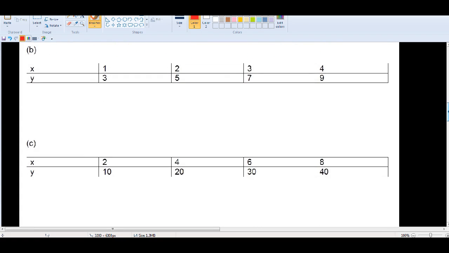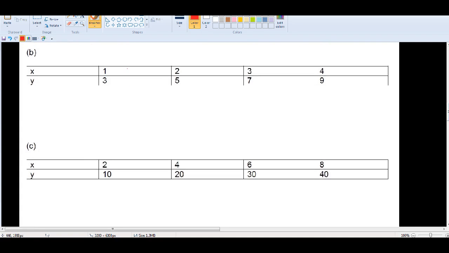Let's move on to the next question. Let's see this one. From 1 to 2, you times 2. From 3 to 5, you need to times 5 over 3. But of course, 5 over 3 does not equal 2, right? So we understand x and y are not in direct proportion.